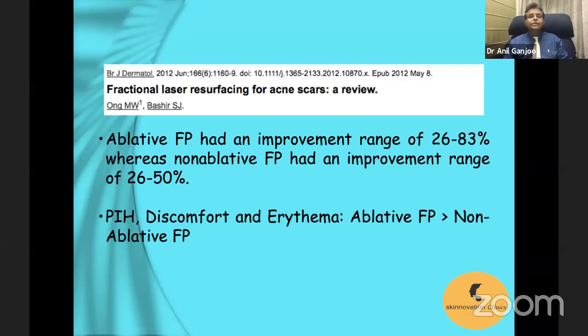Comparing the non-ablative versus the ablative, there was this review article that appeared in the British Journal of Dermatology in 2012, where they had compared the results with ablative fractional photothermolysis against the non-ablative photothermolysis. They definitely saw that efficacy-wise, the ablative fractional photothermolysis was much better than non-ablative. But the problem with ablative was the PIH, which could happen, the discomfort, erythema, and the downtime that was present. So if your patient is ready to take that downtime, and if he is counseled properly, if he is prepared properly, and if he follows a good regime, I think ablative fractional lasers are a better choice to go.